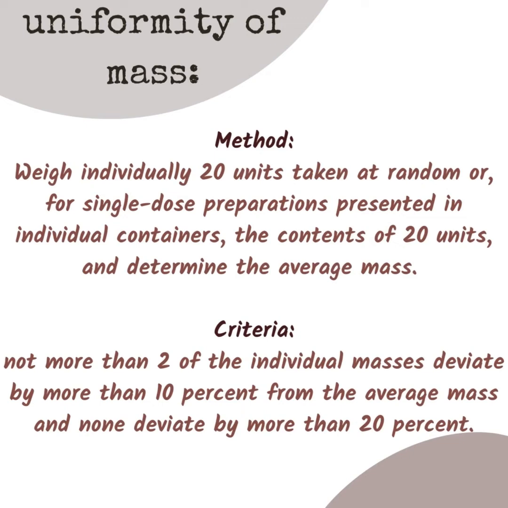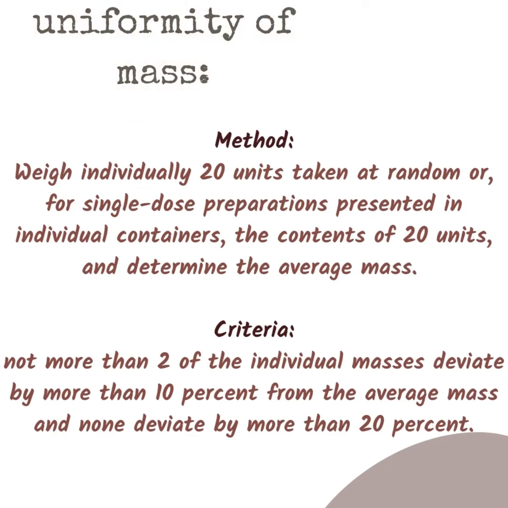Uniformity of mass. Method: weigh individually 20 units taken at random, or for single dose preparation presented in individual containers, the contents of 20 units, and determine the average mass. Criteria: not more than 2 of the individual masses deviate by more than 10% from the average mass and none deviate by more than 20%.